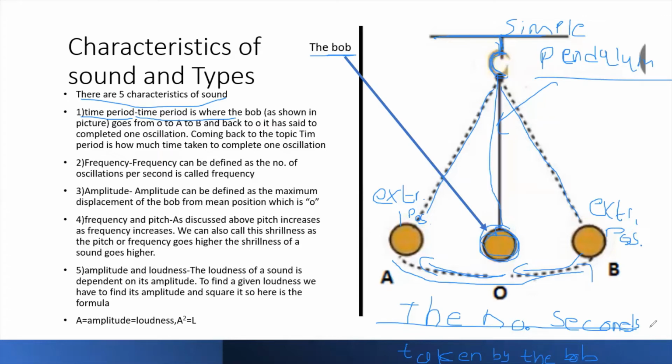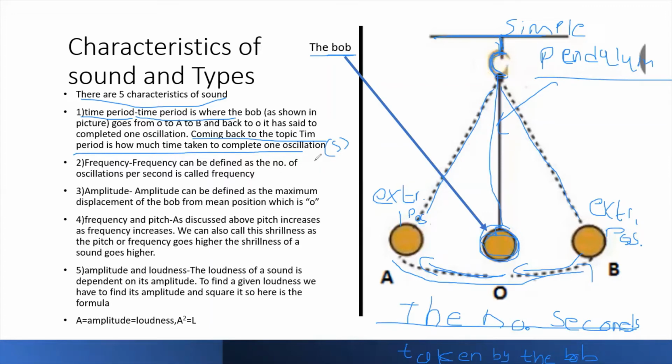Time period is how much time is taken to complete one oscillation, and it's measured in seconds. The number of seconds taken by the bob or the pendulum. The number of seconds taken by the pendulum to cover one oscillation is called the time period.